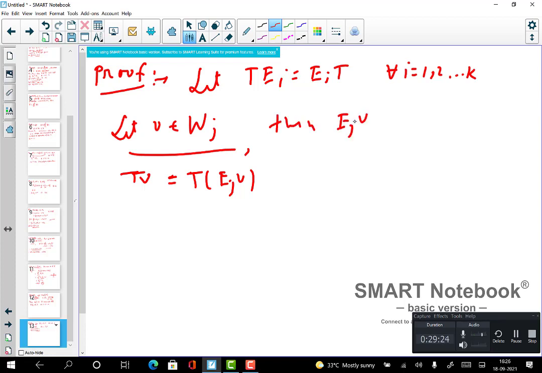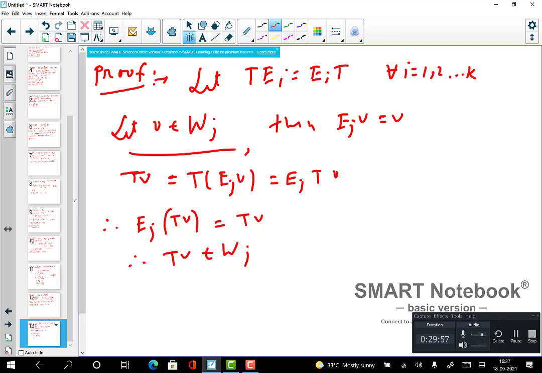Ej of V equals V, right? Because V is in Wj, and Ej is the projection onto Wj, the image of V under Ej will be V itself. Now T commutes with all the Ei's, so in particular T commutes with Ej also. So this is nothing but Ej of T of V, and this is nothing but TV. What does that mean? That means the image of TV under Ej is TV, and this implies that TV is an element of Wj, because Ej only sends elements of Wj to Wj, and everything other than Wj it sends to 0.